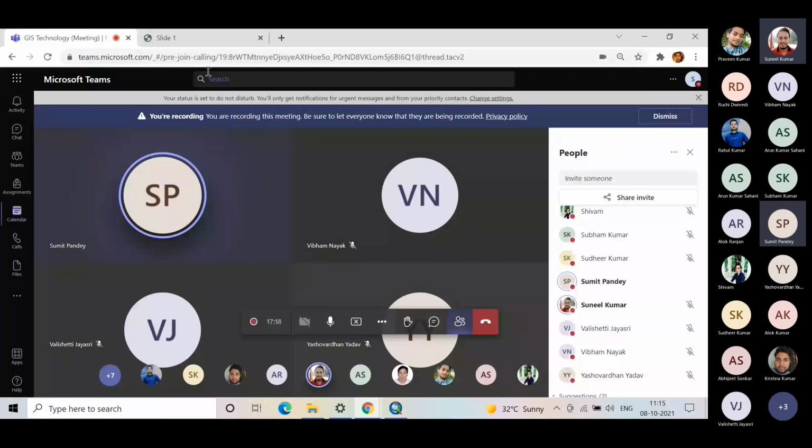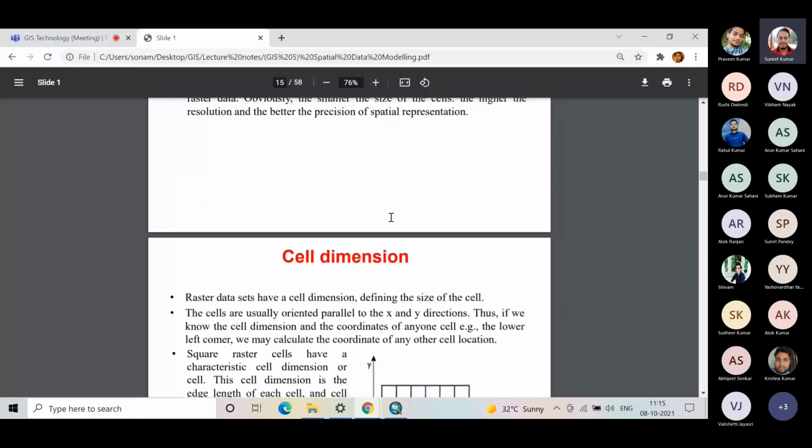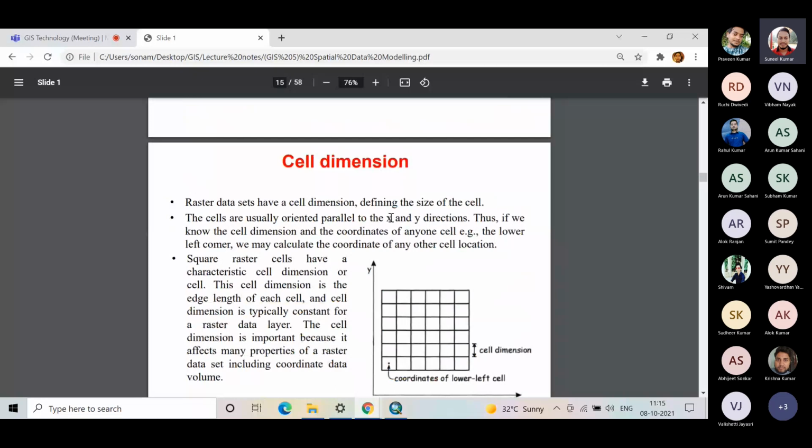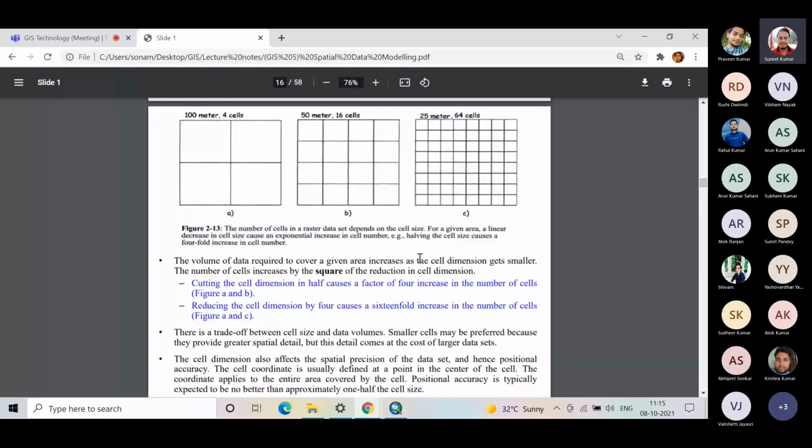Okay. So there is a very simple relation between both. First, the cell dimension means the length of a side, the length of the edge. If you decrease the length, if you reduce the cell dimension by half, there is a square, so a 2 times increase. Square means 2 into 2, that is 4. A 4 times increase in the number of cells. If you reduce the cell dimension by 4, 4 square means 16. There will be a 16 times increase in the number of cells, as you can see on the screen.